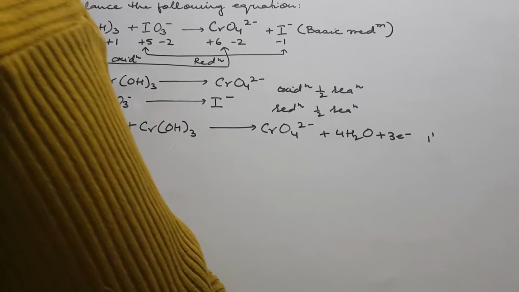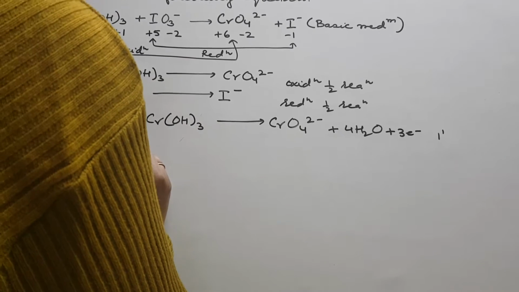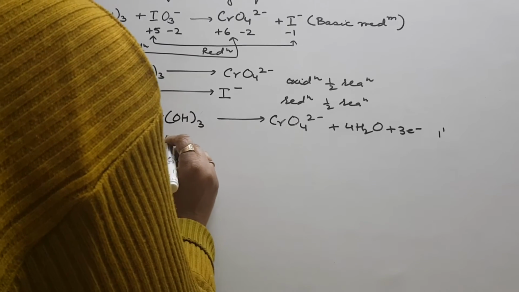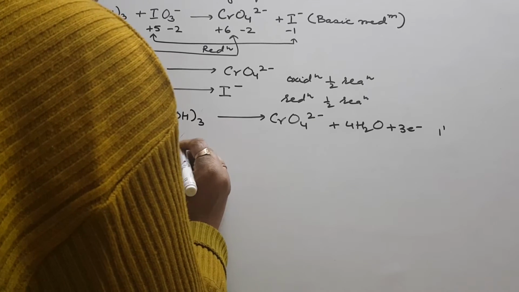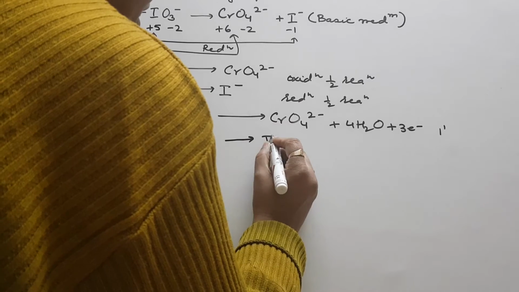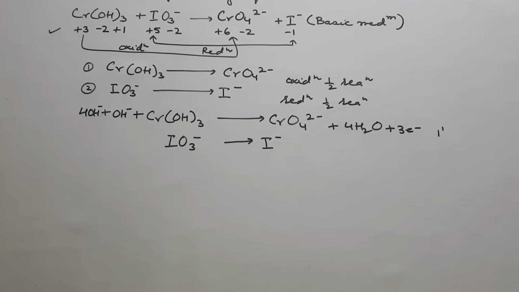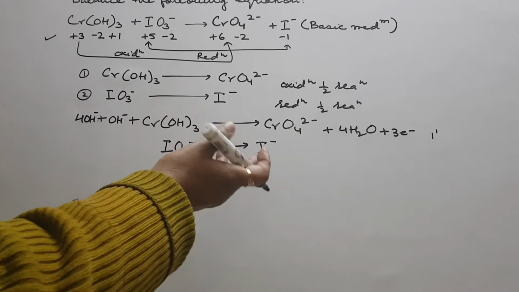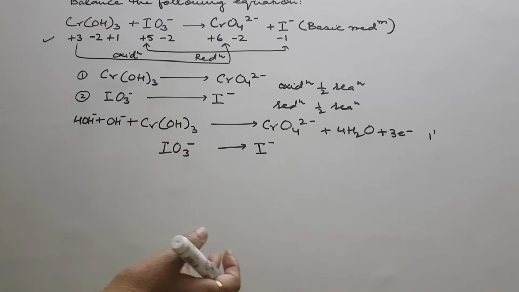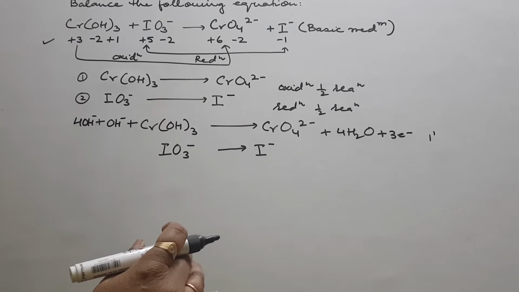And now I will balance the other equation also. My second equation is, here you see, IO3 minus goes to I minus. Here, first balance the atoms other than H and O. And in terms of I, it is already balanced. Now next is H and O. Out of H and O, we first balance O.